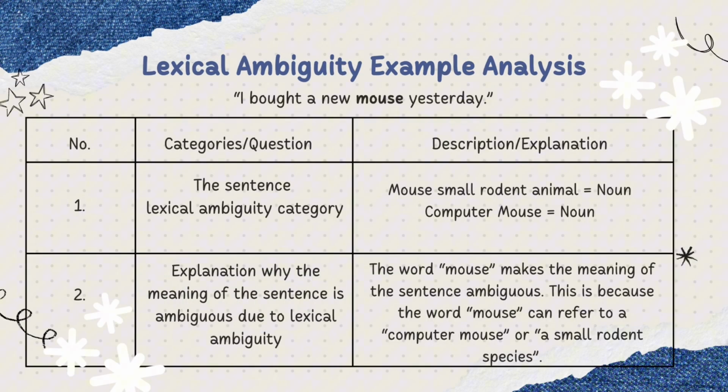Lexical ambiguity example analysis. The sentence "I bought a new mouse yesterday." Mouse, small rodent animal, is a noun. Computer mouse is also a noun. The word mouse makes the meaning of the sentence ambiguous. This is because the word mouse can refer to a computer mouse or a small rodent species.